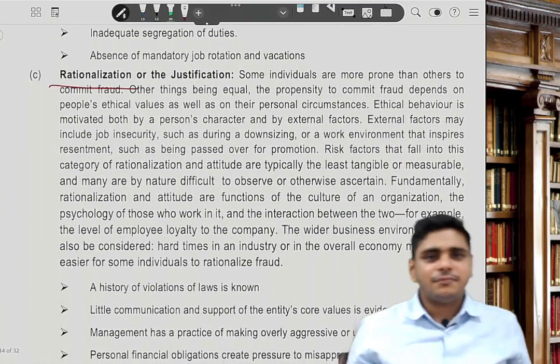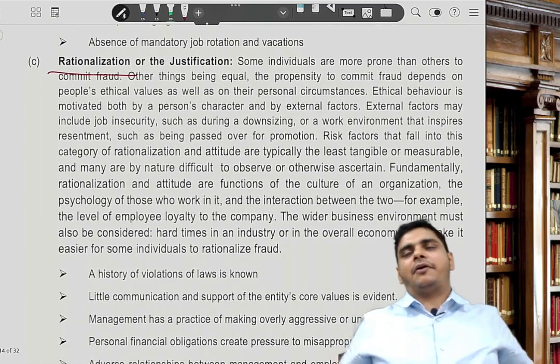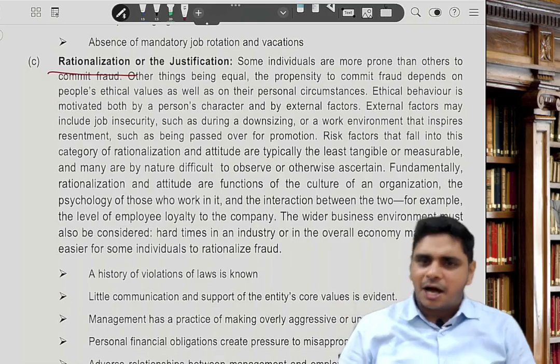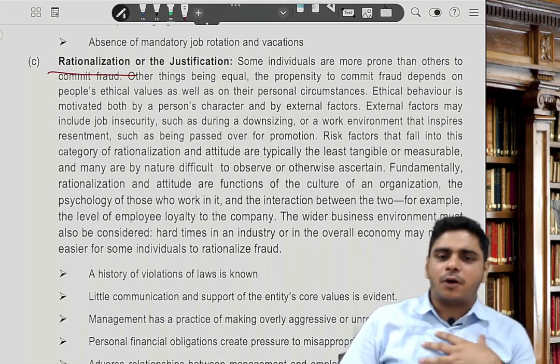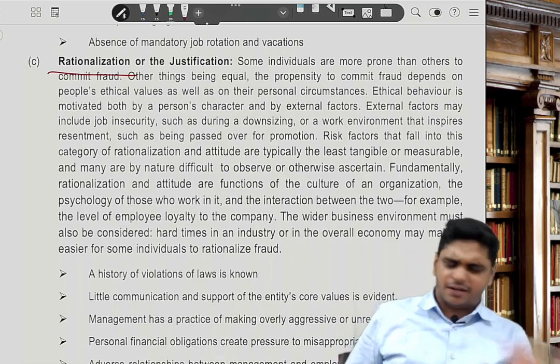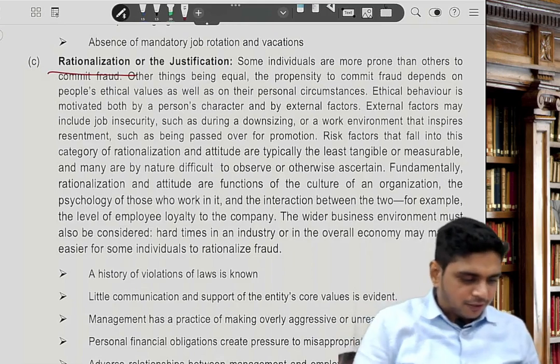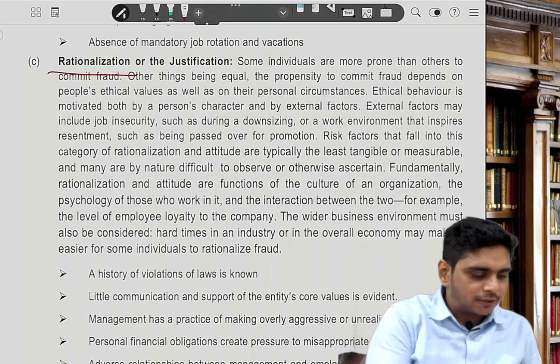Rationalization. Some people have that habit: I have done it, it is right. In Hindi we say, Apun hi Bhagwan hai. I think I am the God. I have done it correct. Yeah, it is right. Everything is fair in love and war, and we are at war. Okay. So some people are more prone than others to commit a fraud.